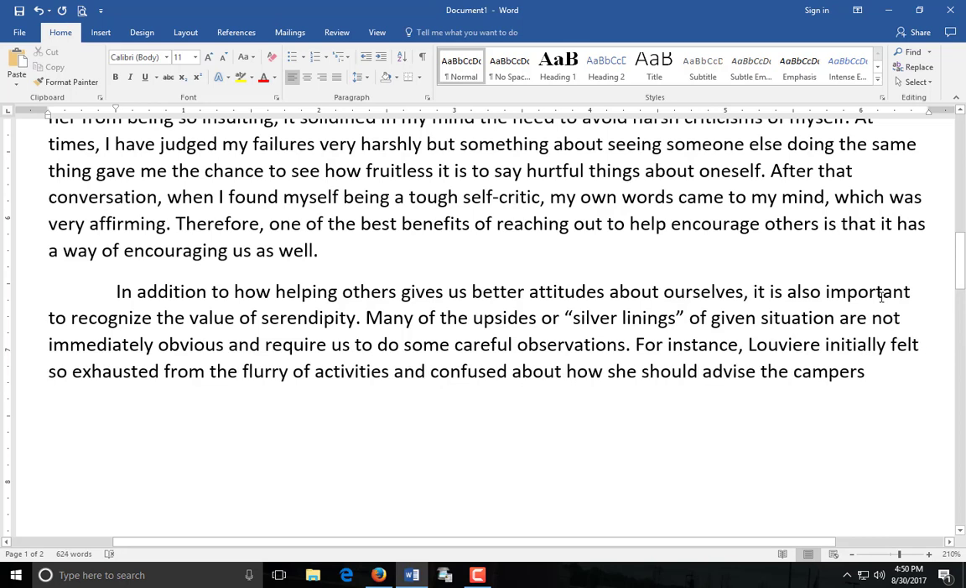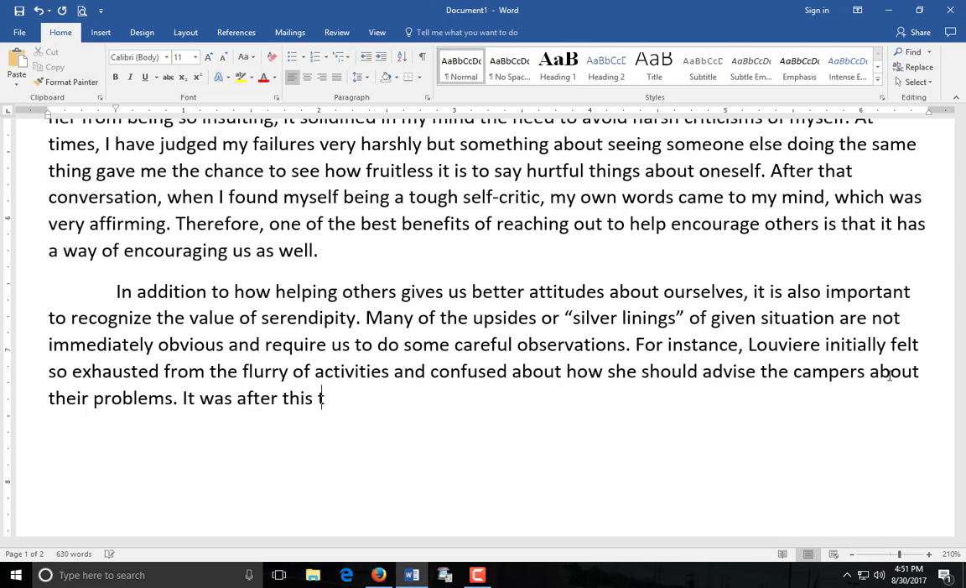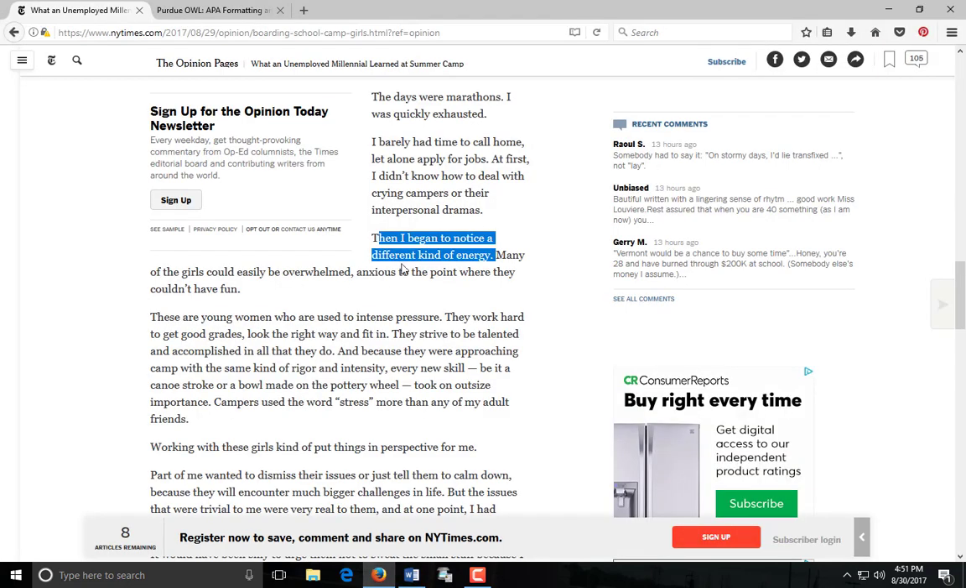Change the vocab there. So Louviere initially felt so exhausted from the flurry of activities and confused about how she should advise the campers about their problems. That she, and then I'm going to just put in a short quotation.